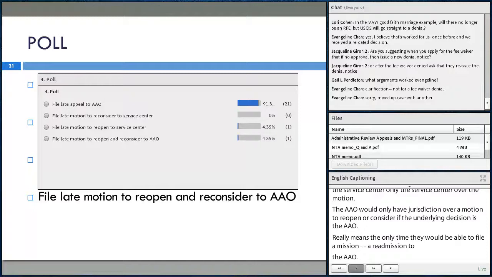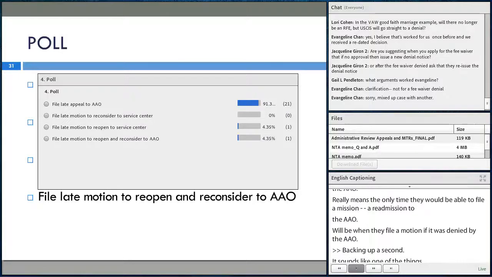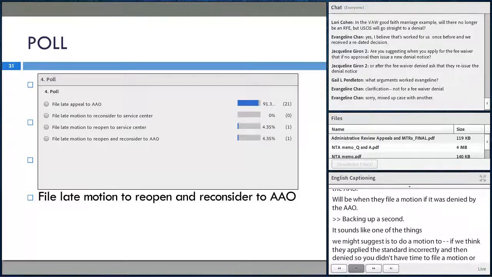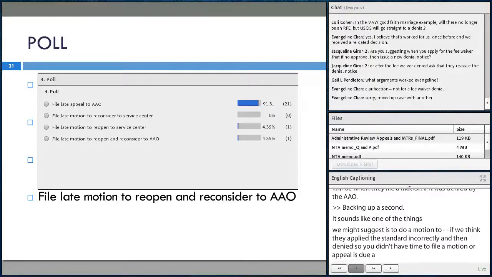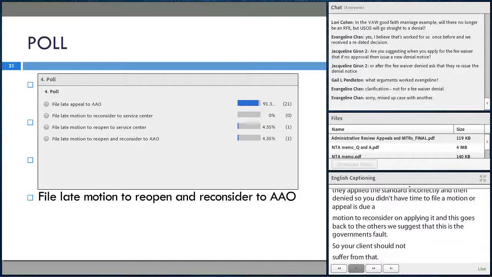So just backing up a second, it sounds like one of the things we might suggest with these fee waiver issues is to do a motion to reconsider if we think that they applied the standard incorrectly on the fee waiver and then denied, so that you didn't have time to actually file another motion or appeal. And this goes back to the arguments you were suggesting earlier that this is the government's fault, so your client shouldn't suffer from that, and they should either, whatever all these ameliorative suggestions, we can be creative about, either nunc pro tunc it back to a date that allows you to still file or extend the deadline for filing, because the deadline for filing is purely regulatory, right?